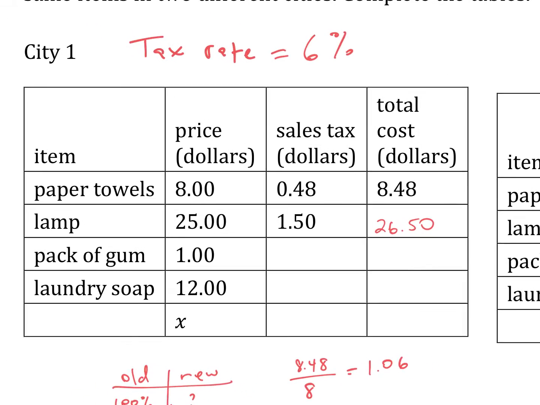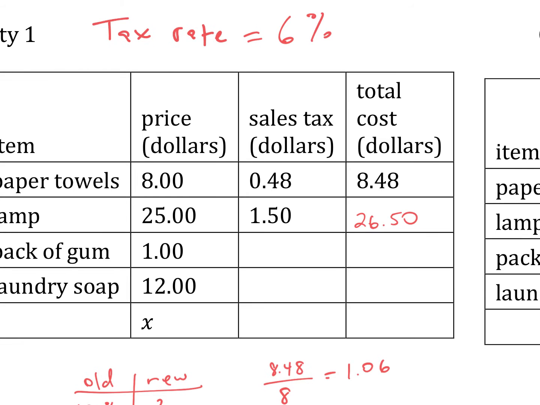For the pack of gum, the price is $1, but I don't know the sales tax, so I need to multiply that by 0.06. Remember, we don't just multiply by 6, we have to take it out of percent form. 1 times 0.06 is just 6 cents. And then my last step is to add those two together, so I get $1.06. For the laundry soap, the price was $12. Again, I'm going to multiply that by 0.06. 12 times 0.06 is 72 cents. And then I add them together, so I get $12.72.